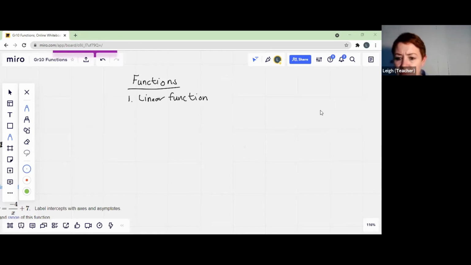Anybody know what the linear function... We actually had one... Yes, what, okay. What does f of x mean, Daniel? Do you know what f of x means?